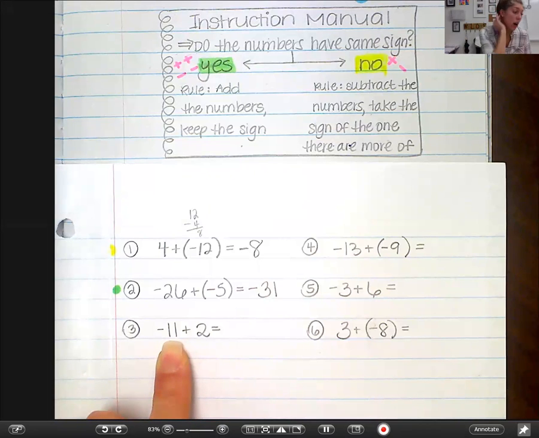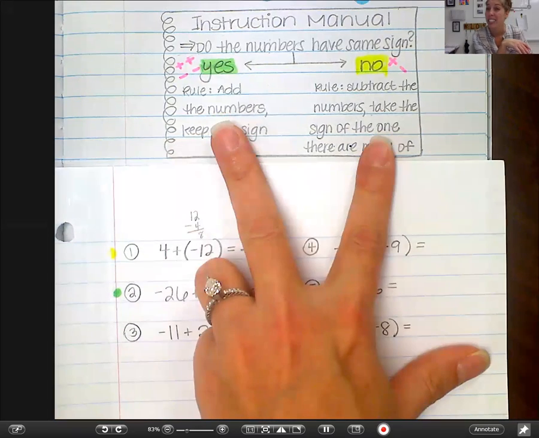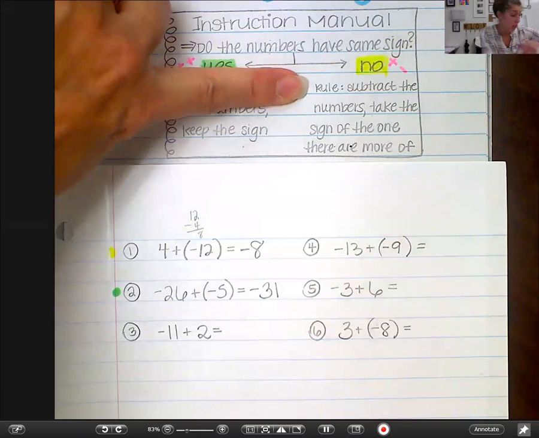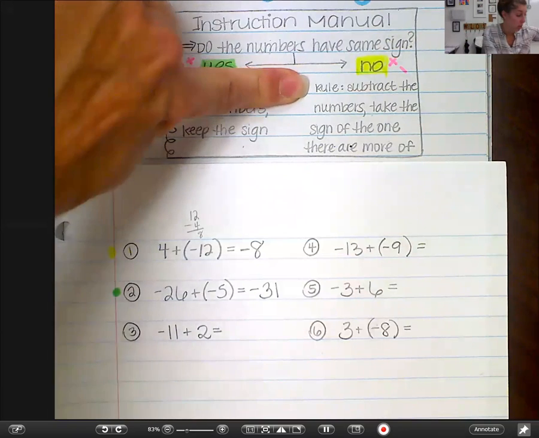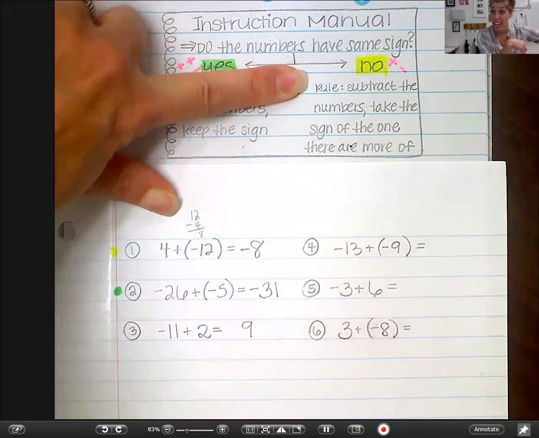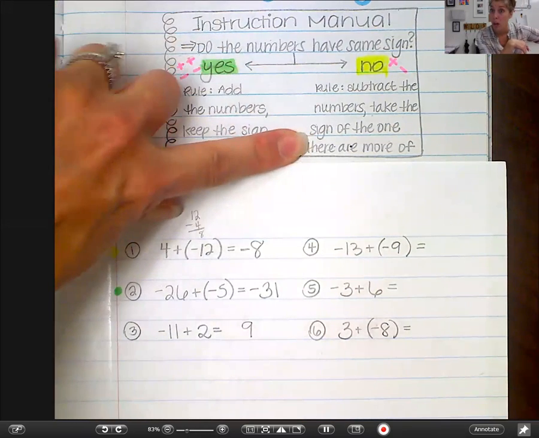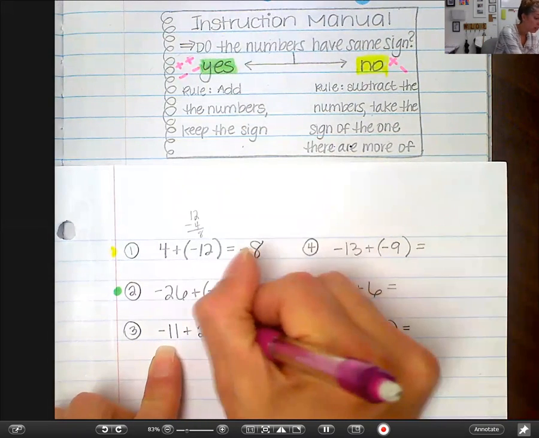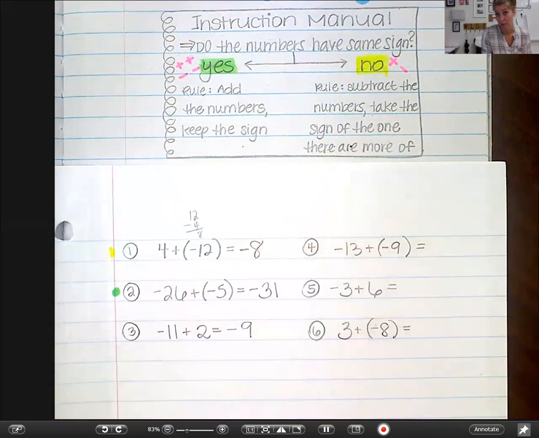Okay, so for this next one, I've got a negative 11 plus 2. So I ask myself, are the signs different or are they the same? They are not the same. So I'm going to subtract their values. 11 minus 2 is 9. And I'm going to take the sign of the one there are more of. There are more negatives in this problem too. So I have a negative number. Okay.